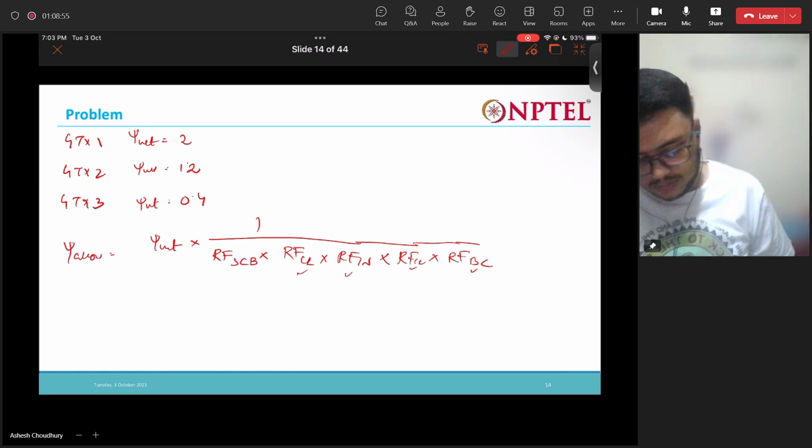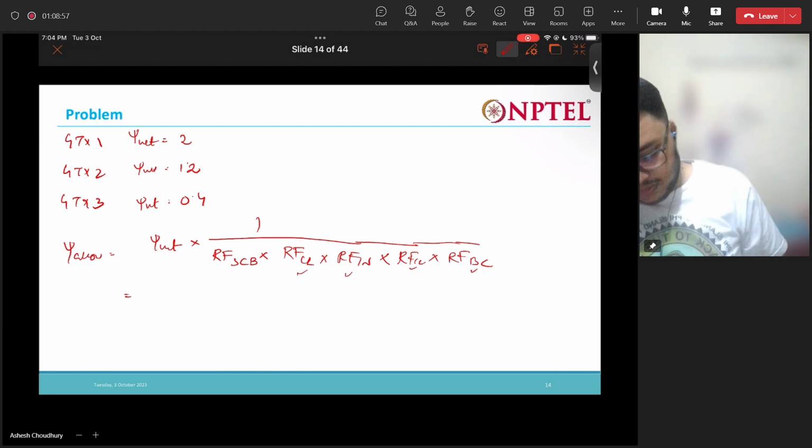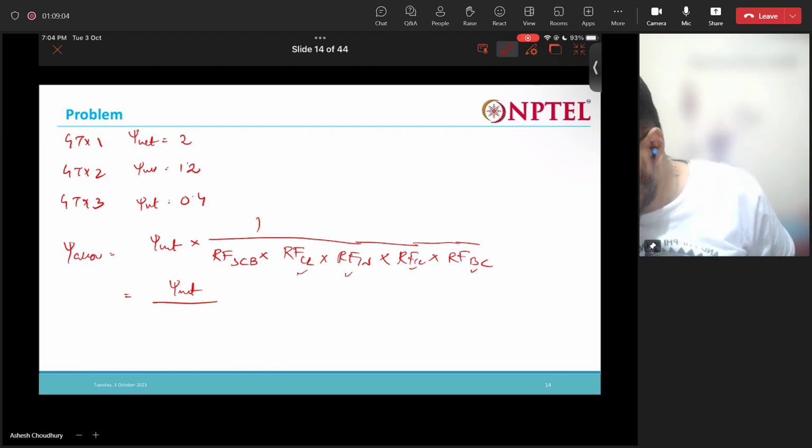If you combine them, you can take 15 as the cumulative value. So from here the psi allowable will come out as 0.13, 0.08, 0.027.